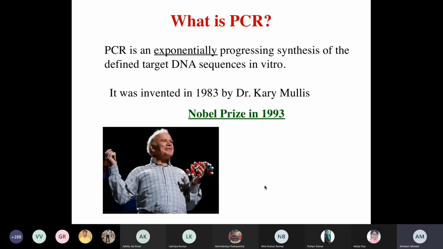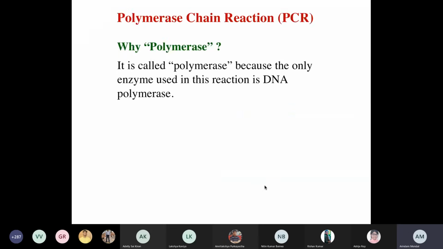It was invented by Professor Kary Mullis in 1983, for which he got the Nobel Prize in 1993. It was because of the huge impact of this particular discovery. Okay, so why polymerase chain reaction? First of all, why polymerase?